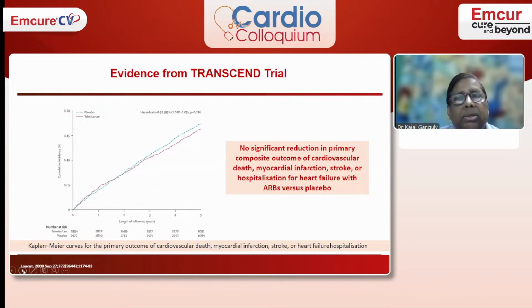Event rate in the TRANSCEND trial: no significant reduction in the primary composite outcome of cardiovascular death, myocardial infarction, stroke, or hospitalization for heart failure in patients with ARB versus placebo. Next.